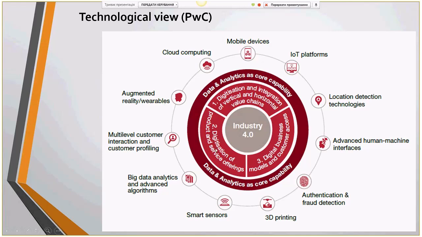The second element is about digitization of product and services. Typical example is a driverless car, for example. And the third one is digital business model and customer access. So it's also a very known example like Uber or Airbnb, and we can find the same example in manufacturing, for example, compressor from German Kaiser Kompressoren and Michelin and General Electric and so on. They really change business model.